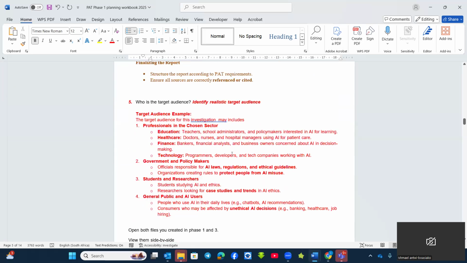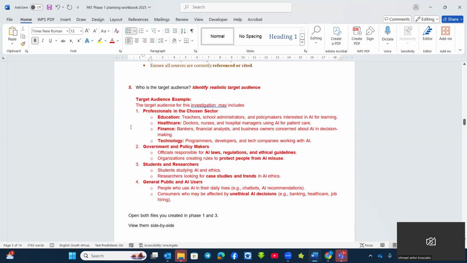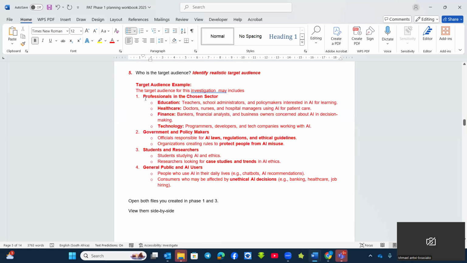Then the target audience. The target audience, like I said, should be a realistic target audience. So these are examples of the target audience. One, when you talk about the professionals in the chosen field: in education, you can talk about teachers, school administrators, and policy makers. Then in the health sector, you can talk about the doctors, the nurses, and hospital managers. Finance, you can talk about bankers, financial analysts, and business owners. Technology, you can talk about programmers, developers. So you have to be specific.